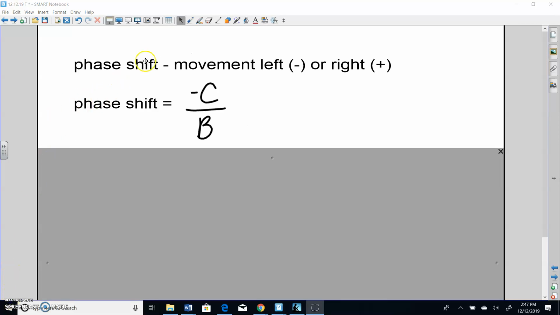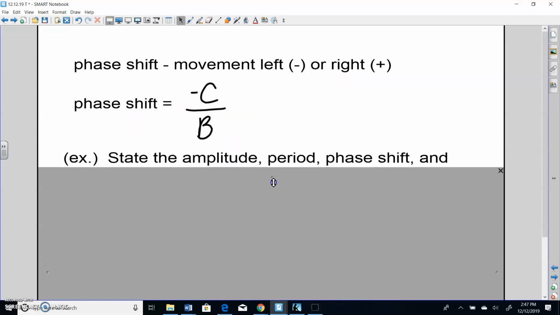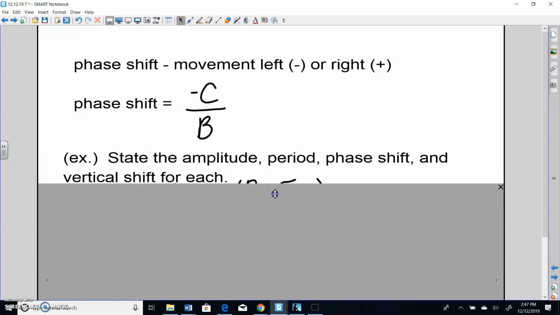So again, phase shift is a movement left or right. If our phase shift is negative, that's a movement left. If it's positive, it's a movement right. And then to determine the phase shift, we use the opposite of C over B. So if it was plus 3 where the C is, you put negative 3. Yep, you put the opposite. So if it was minus 3, you would put a positive 3 in the top. It's not always going to be negative. So we read that as the opposite of C over B.